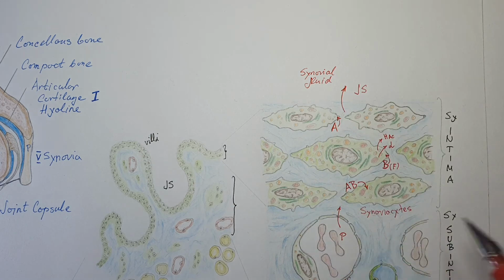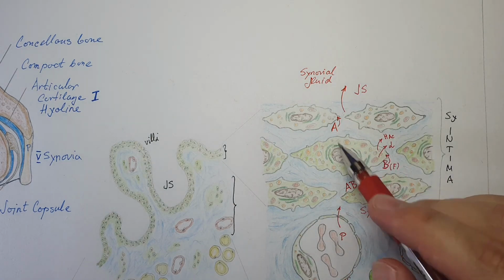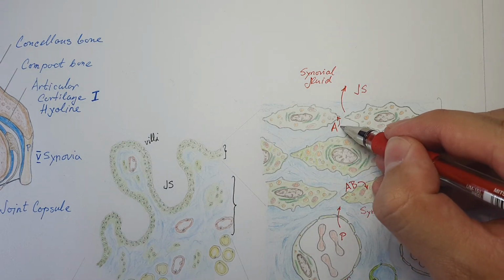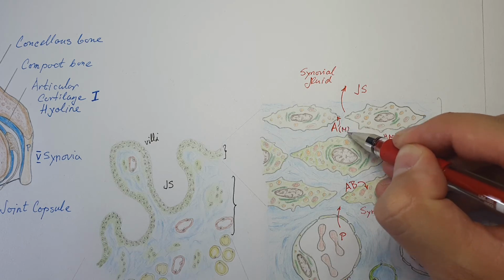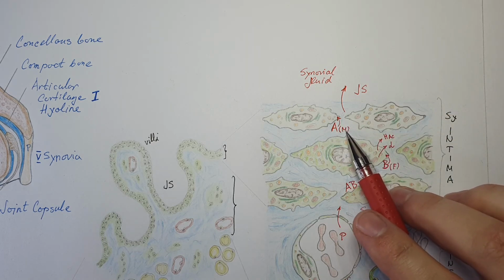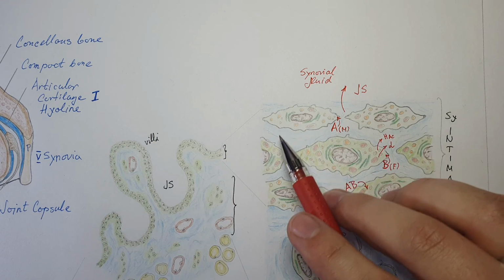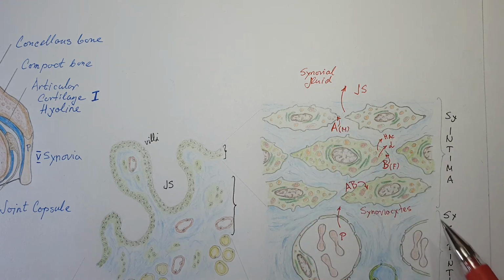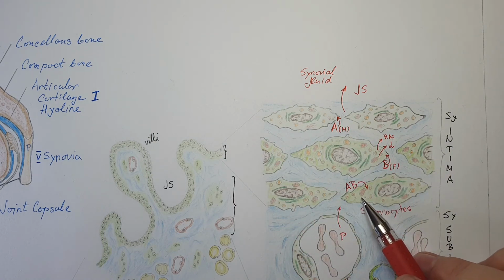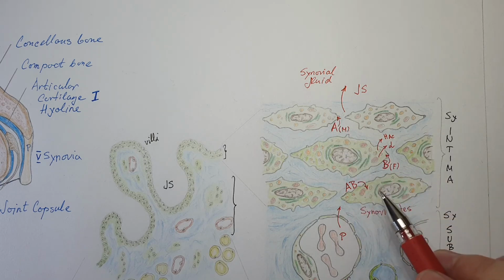Or the synovia. Before I talk about the synovial fluid, the A cells are also called M cells because they have similar functions to macrophages. They can phagocytose different materials. And the AB cells are not really differentiated, and are somewhere in between these A and B cells.